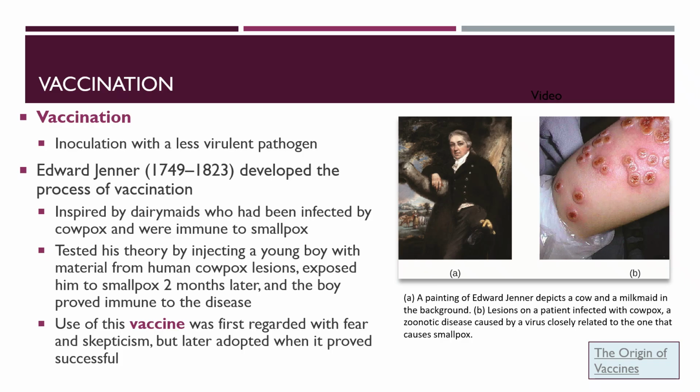This was inspired by dairy maids who had been infected by cowpox when they were milking. Cows get a particular pox called cowpox, and what they noticed was that people who milked cows for a living and ended up with a mild case of cowpox, because it didn't make you very sick, never got smallpox. So he tested his theory by injecting a young boy with material from the human cowpox lesions and exposed him to smallpox two months later, and the boy was immune. The young boy was actually his own son. The use of vaccines was first regarded with fear and skepticism, but later adopted when it proved to be successful.